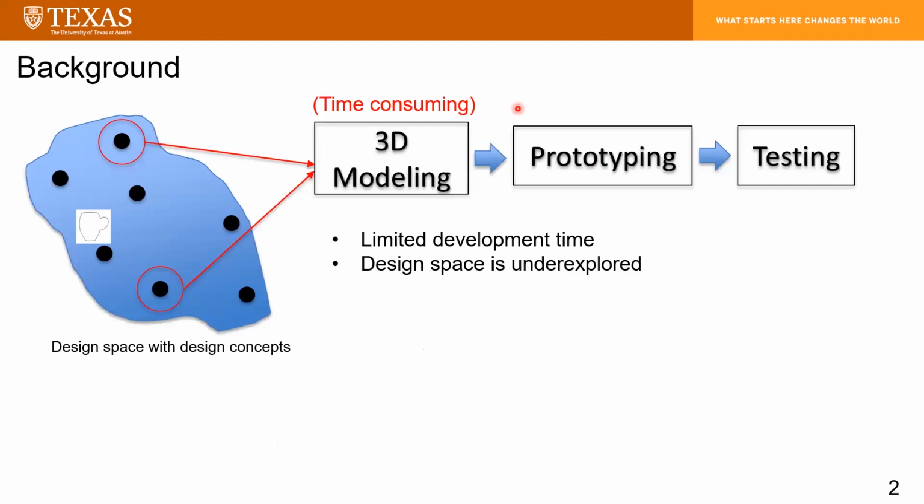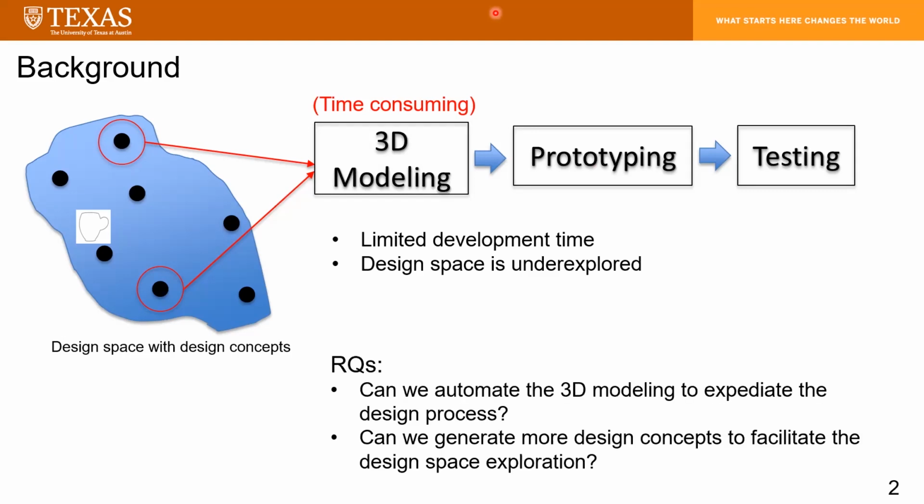Here, I use a blue area and black points to represent the design space and the design concepts. Under very limited development time, only a few design concepts can be created, and only a portion of them can be further 3D modeled, prototyped, and tested. So our research question is: can we automate the 3D modeling process to expedite the design process? And can we generate more design concepts to facilitate the design space exploration?